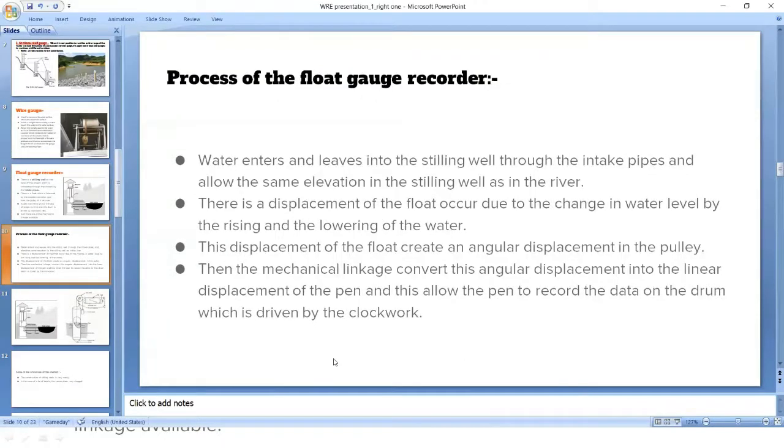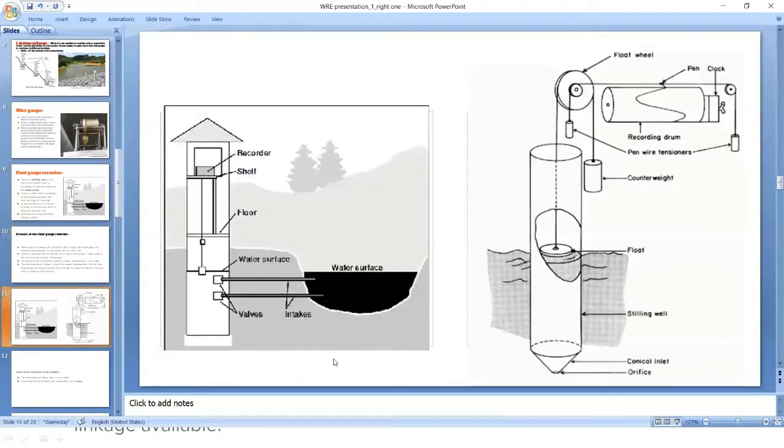So now the process of the float gauge recorder. Water enters the stilling well through the intake pipes, and it allows the same elevation in the stilling well as in the river. It can be understood by Pascal's law. Now there is an angular displacement of the pulley due to the rising and lowering of the water level. And as I said, there are some mechanical linkages available.